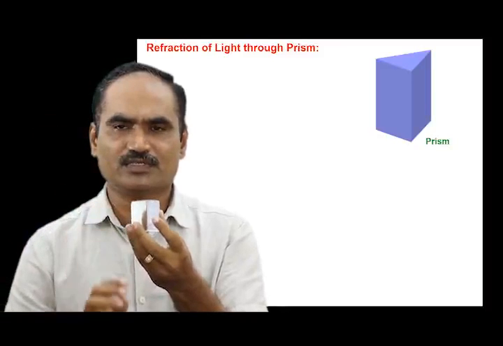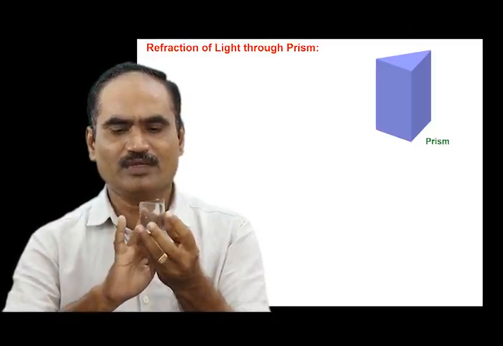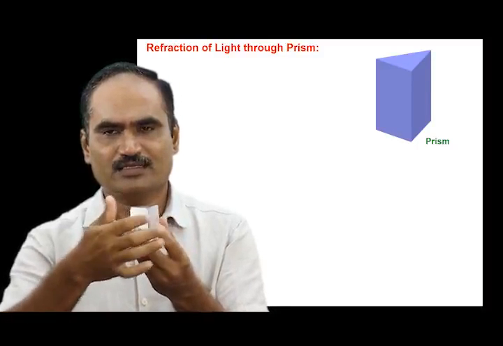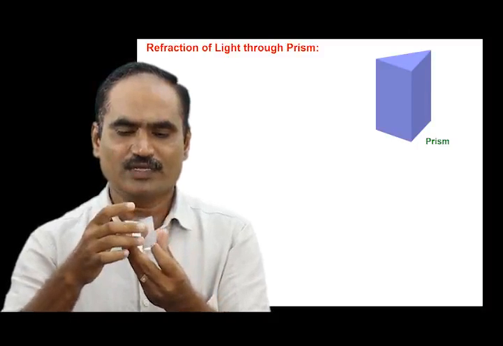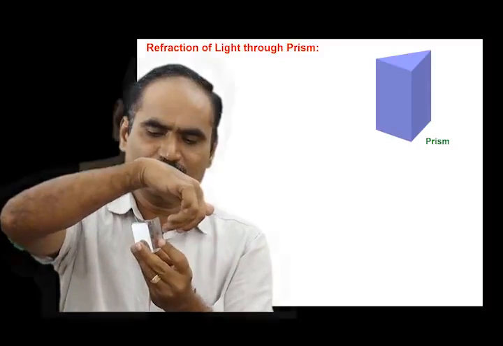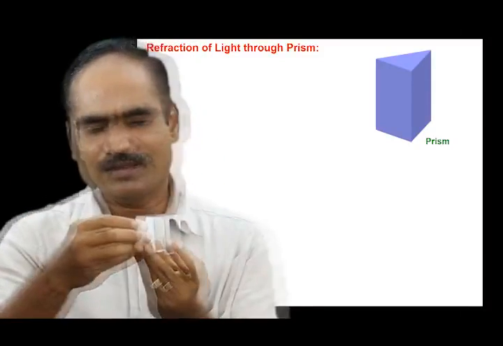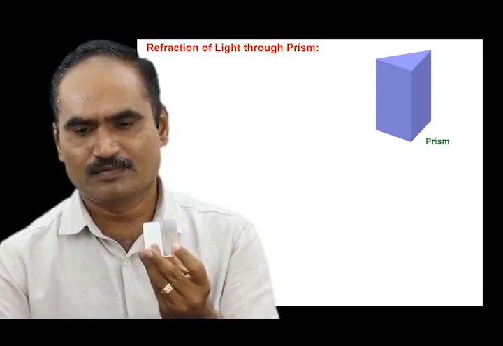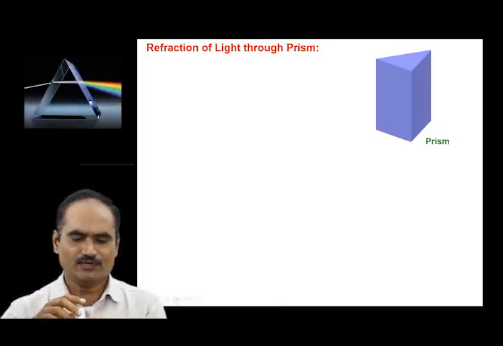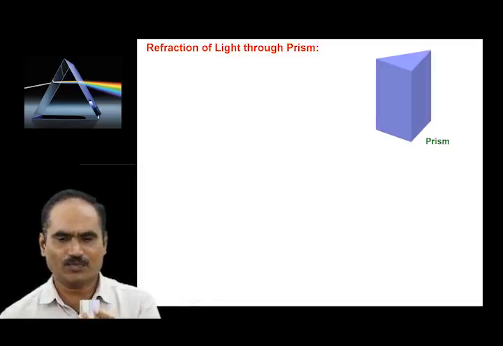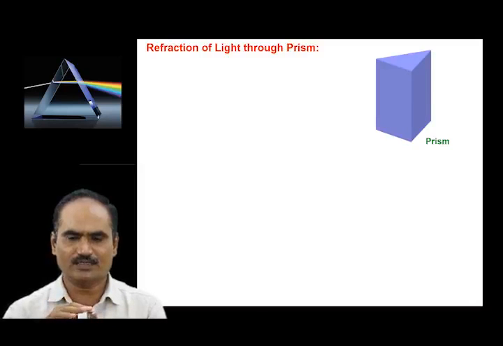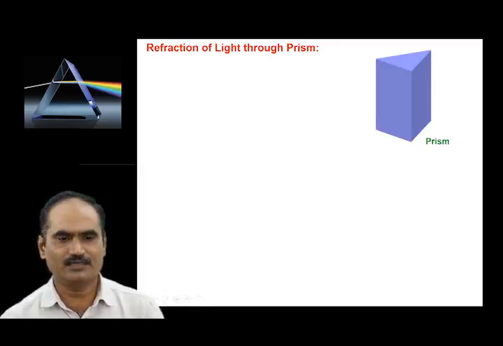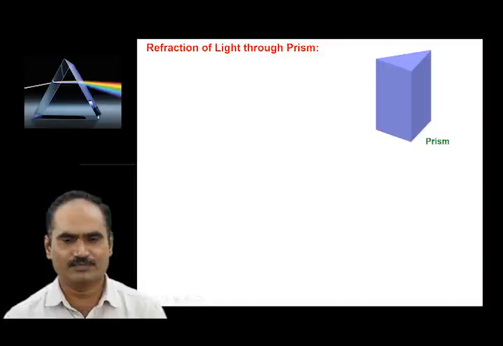Whereas in some practical prisms, one will be in rough shape, that will be taken as the base, and these two are taken as refracting surfaces. So when a light ray passes through this, another light ray will come like this. Let us see how the light rays pass through this, and what the advantages of using a prism are, and all those things. Now let us see refraction of light through a prism.